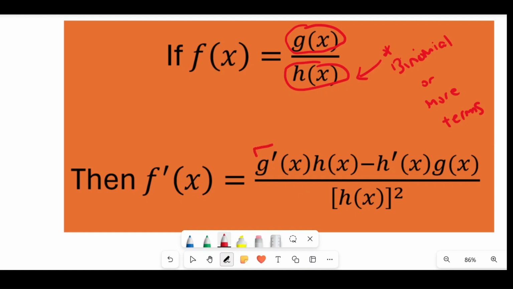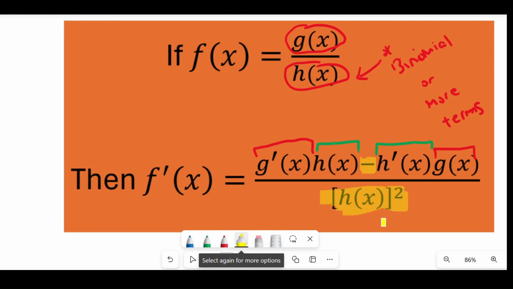So it's the derivative of the top function times the bottom function minus the derivative of the bottom function times the top function. And then we have to divide by the bottom function squared. So you can see that the numerator, what's on top, looks a lot like the product rule, except there's a subtraction sign. And in the denominator, we leave the denominator the way it is in the original function, but we have to square it now.